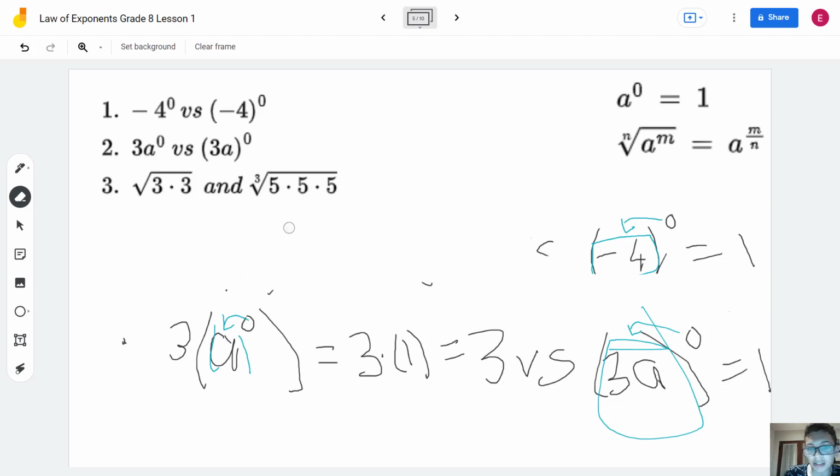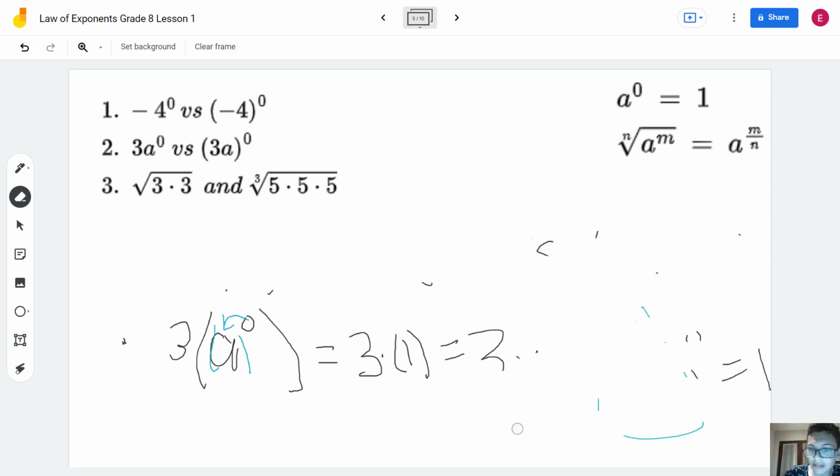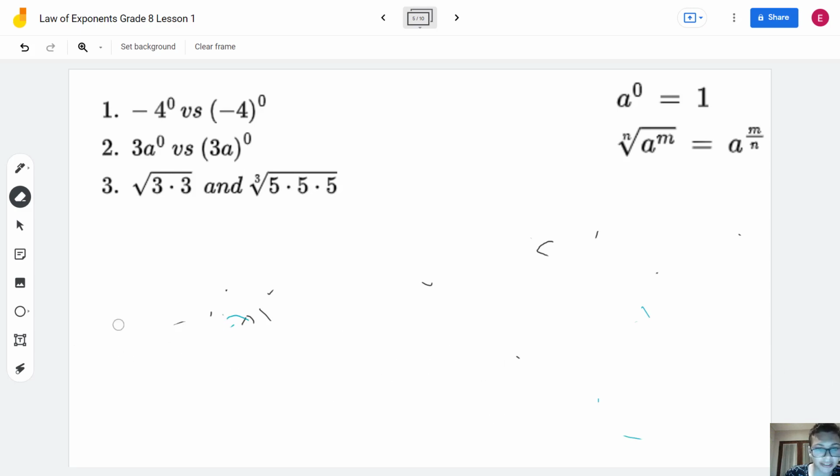Now let's go into the third one. For the third one, there is a law that I kind of skipped over, but it's right here on the top right. And this rule is here. When you have, as you can see here, square roots. Let's look at question 3 first.